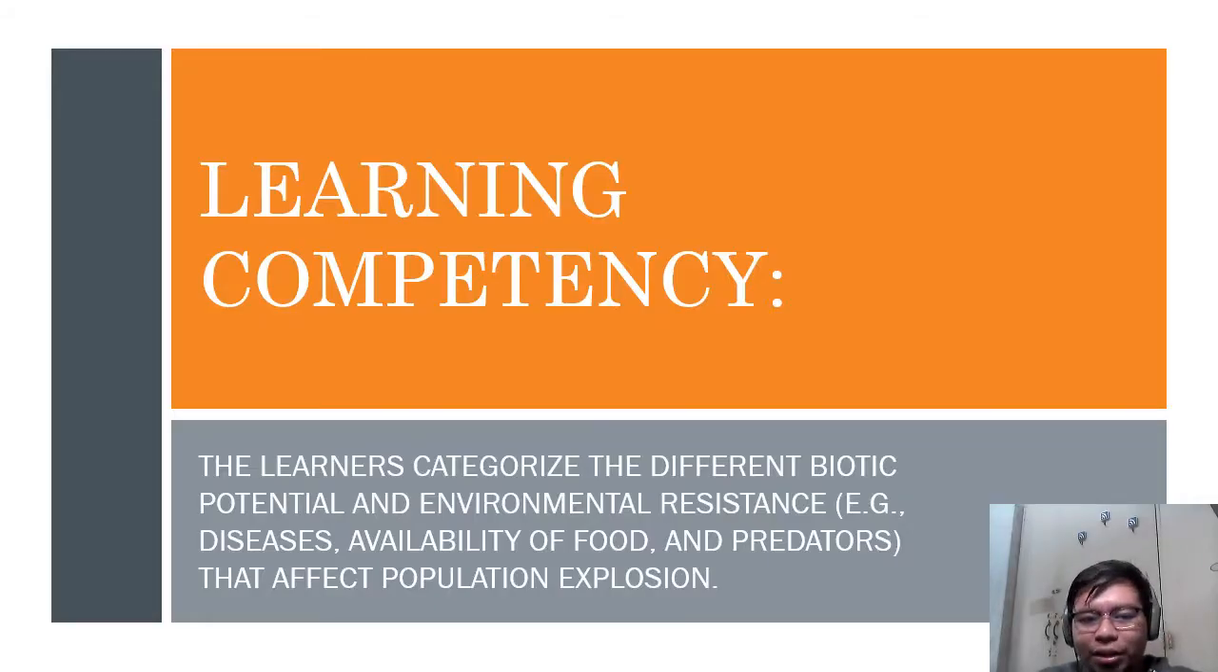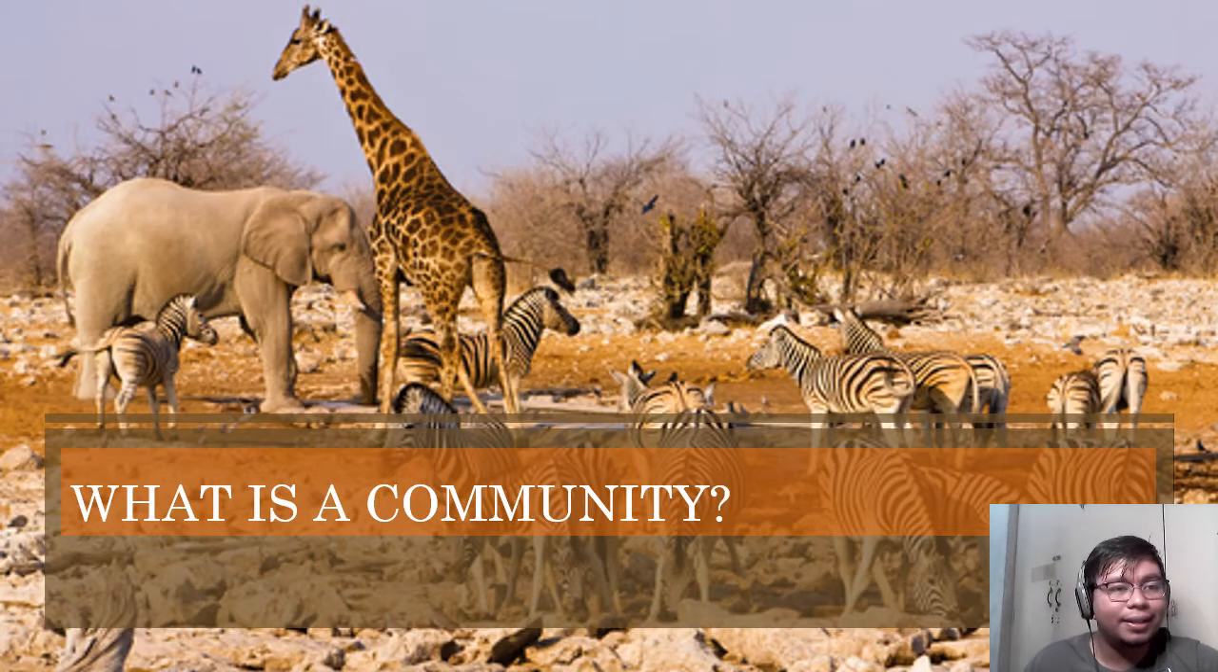Ito ang learning competency. So, ayan, the learners categorize the different biotic potential and environmental resistance, such as diseases, availability of food, and predators that affect population explosion. Ayan, ito yung kailangan nating mapag-aralan ngayong araw. So, hopefully, ma-achieve natin siya. Sige, simulan natin ang lesson.